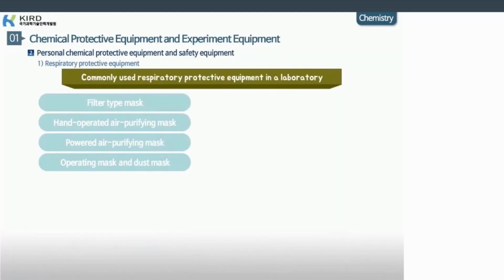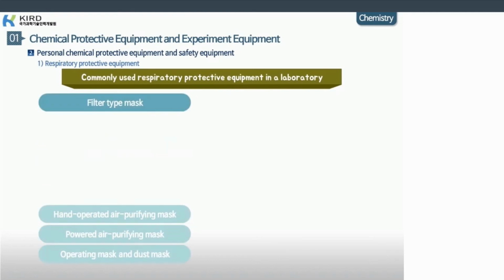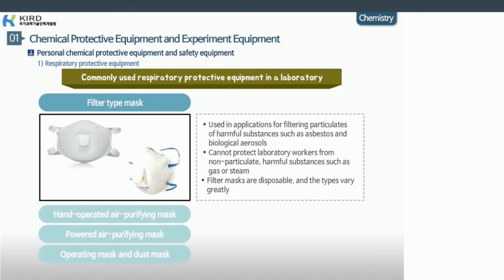Commonly used respiratory protective equipment in the lavatory includes the filter-type mask, the hand-operated air purifying mask, the powered air purifying mask, the operating mask, and the dust mask. Let's take a look at the filter type of mask. Filter-type masks are used to filter particulate, harmful substances such as asbestos and biological aerosols.